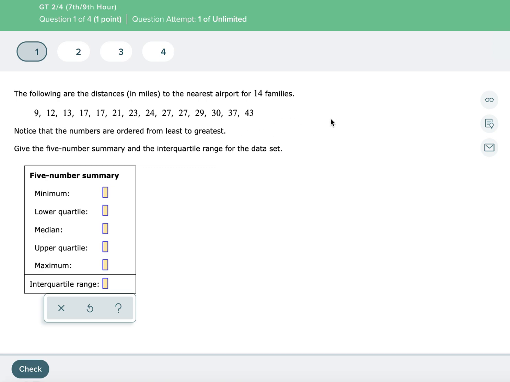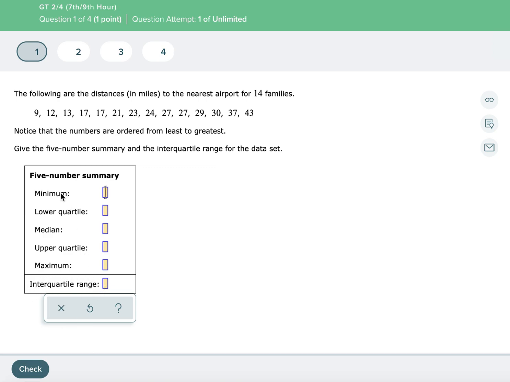Okay, so next thing you do is look at what they're asking us to find. The minimum, lower quartile, what's that? Median, well, we should kind of know what median is now. Upper quartile, it's probably related to lower quartile, but we'll figure that out in a moment. And then maximum, and then there's this thing called interquartile range.